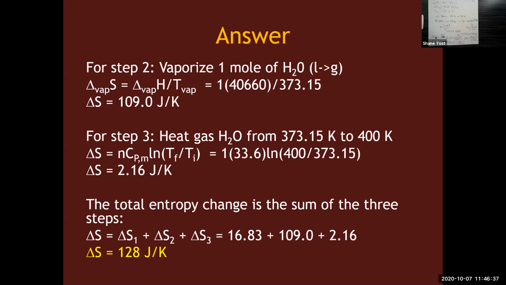So you could have your final answer in kilojoules per Kelvin if you wanted to, and convert the other answers to kilojoules, and that's fine. Whichever way you prefer, that's fine. You just have to make sure you're consistent, that when you're adding the entropies together, they're all in joules or all in kilojoules. But either one is fine.